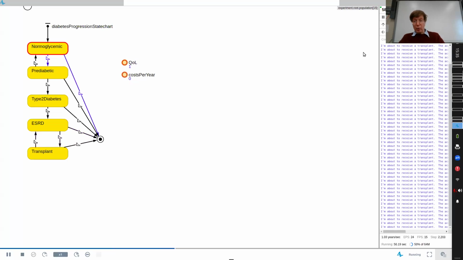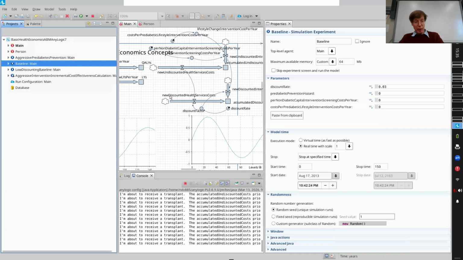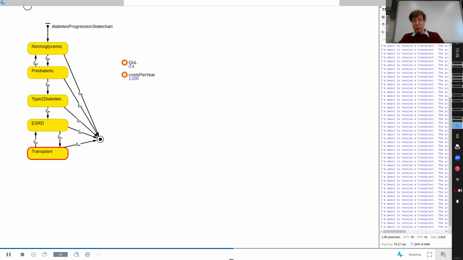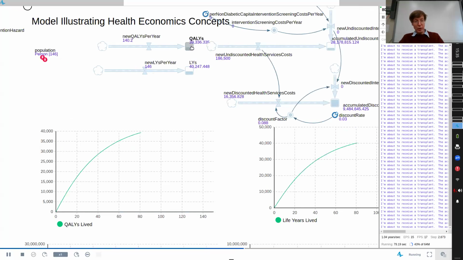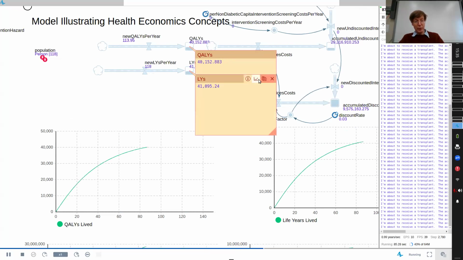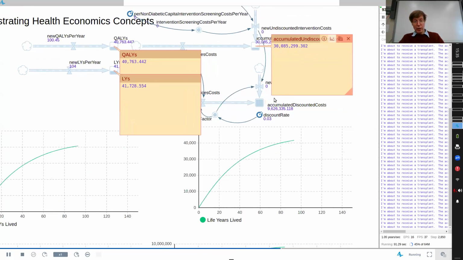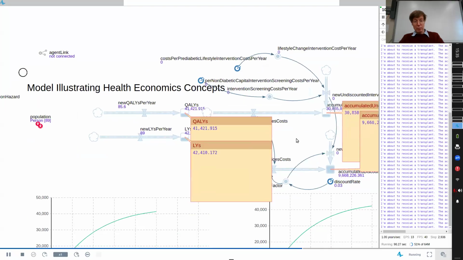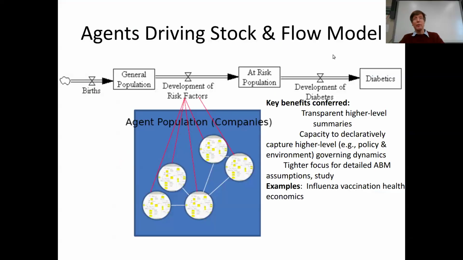So these people have quality of life 1, 0 cost per year in a normal glycemic state, but here they have a cost per year now of $1,000 per year while in this transplant state. So here, these are all contributing to the flow into these quantities: the number of quality adjusted life years accumulated in the population, the number of life years lived in the population, the undiscounted costs, and the costs discounted by a 3% discount rate. Here, we have people driving high-level stocks and flows.